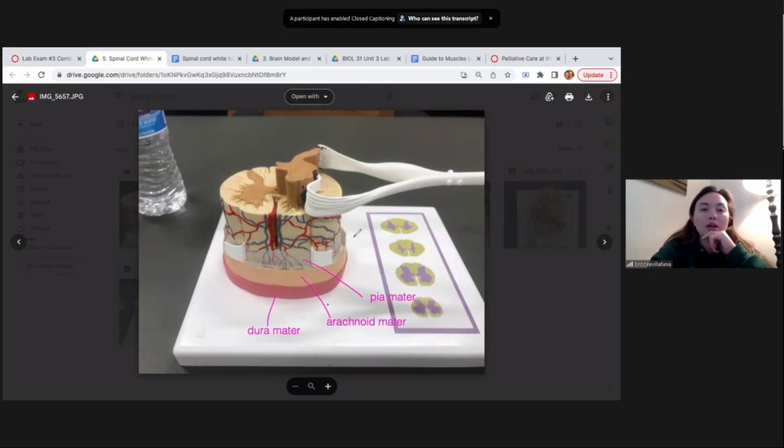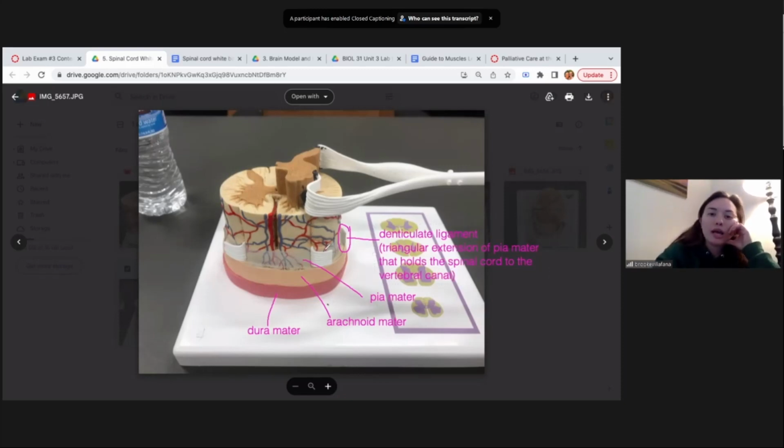And then this is an area where students tend to get it wrong on the test. I'm circling it. Does everybody see this little white thing sticking out? That is your denticulate ligament, the one I was telling you about. It's like a triangular extension of pia mater that holds the spinal cord to the vertebral canal.